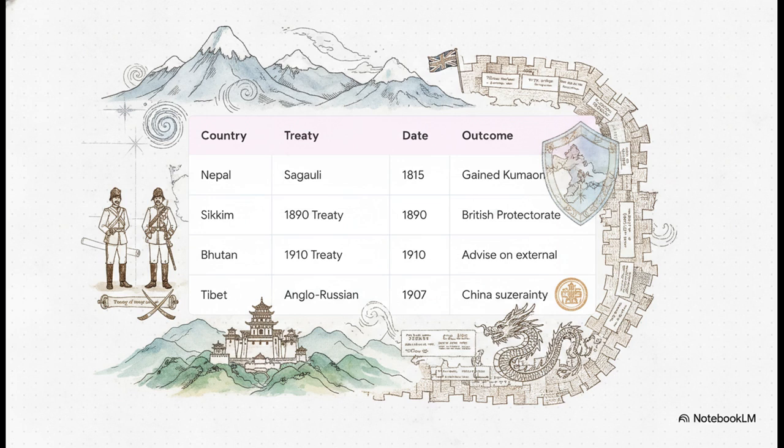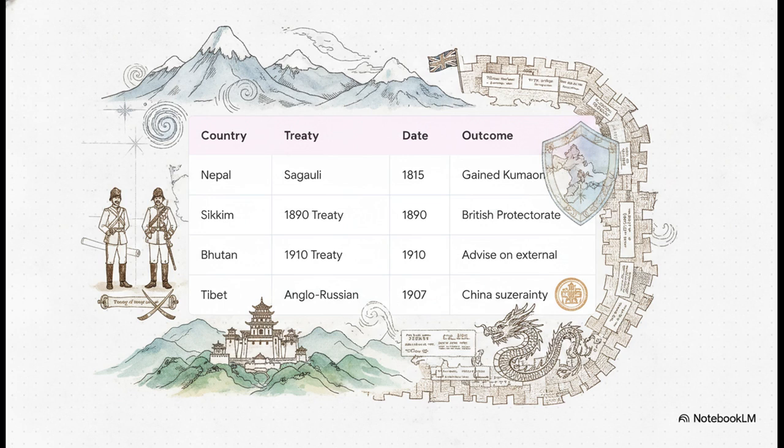First up, Nepal. Following a war that ended with the Treaty of Sagauli in 1815, the British gained control of the Kumaon and Garhwal regions, and they even planted a British resident right in Kathmandu. Next, Sikkim. After capturing Darjeeling, the British established an 1890 treaty that made Sikkim a formal British protectorate, effectively taking over its internal administration and foreign policies.